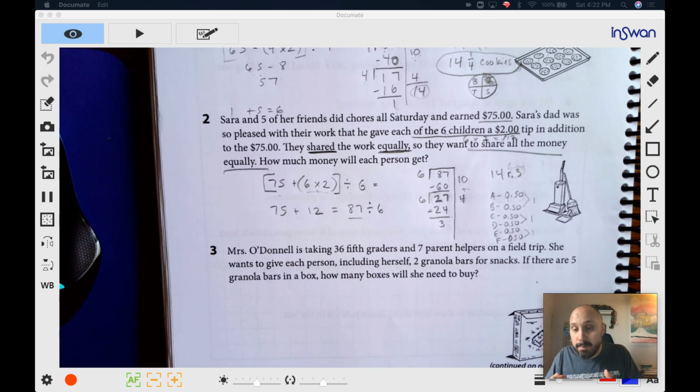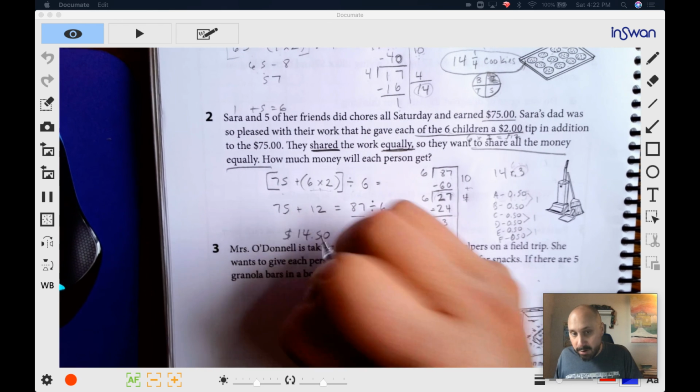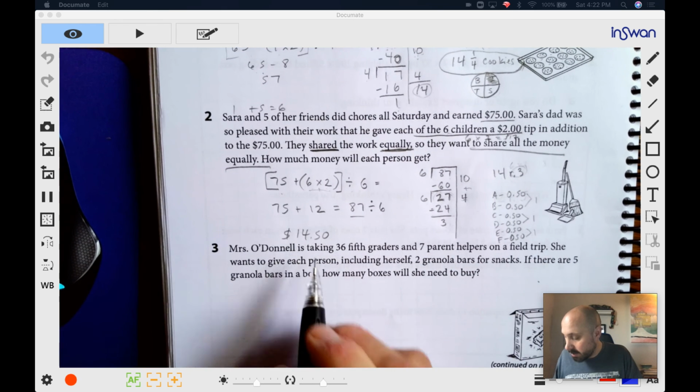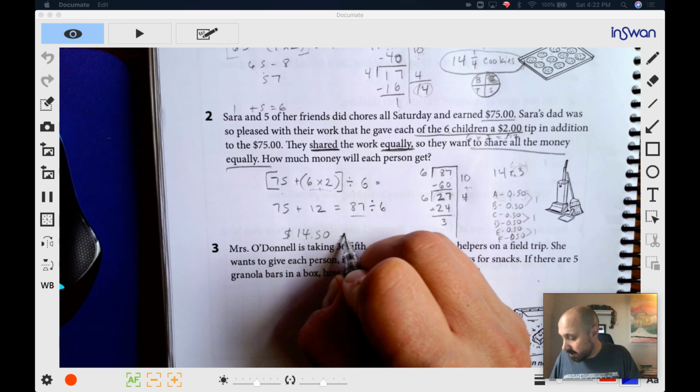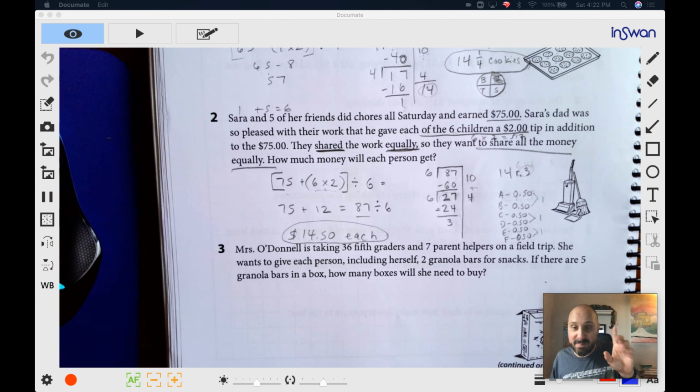So the total amount of money that Sarah and her friends would get would be $14.50 each. Now, I know I moved through that kind of quick and I even messed up on part of it, but that's how you would solve that. So you have to figure out, especially if it's money, people get very serious about money and you better be equal with that money. Trust me.